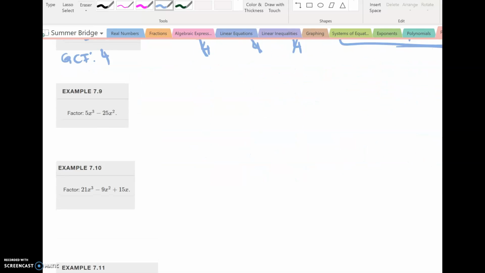4 examples to go. Same thing here. You look at your lowest coefficient, which is 5, and 25 is divisible by 5. So the GCF is going to be 5, and I do have x variables in both terms, which means I'm going to look at my exponents. The smallest exponent is 2, so that is also part of my GCF, x squared. So now I'm going to take that 5x cubed minus 25x squared, and I'm going to divide both of these by 5x squared.